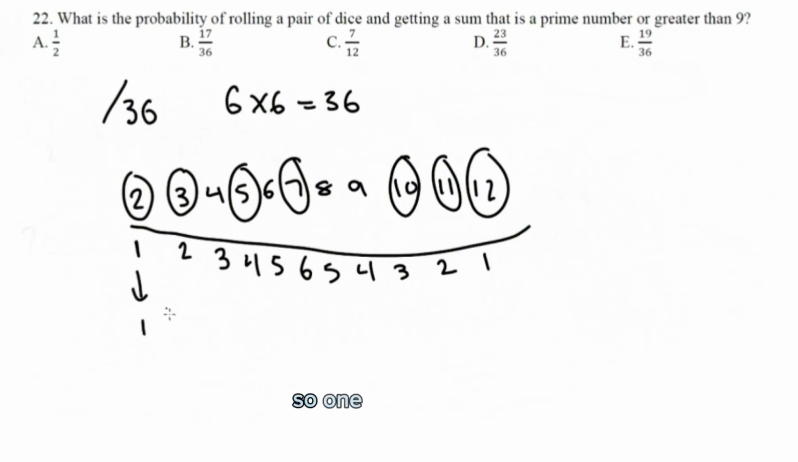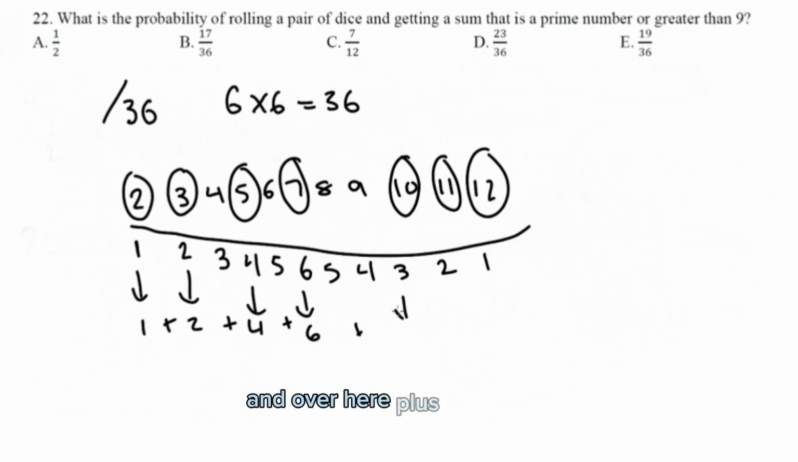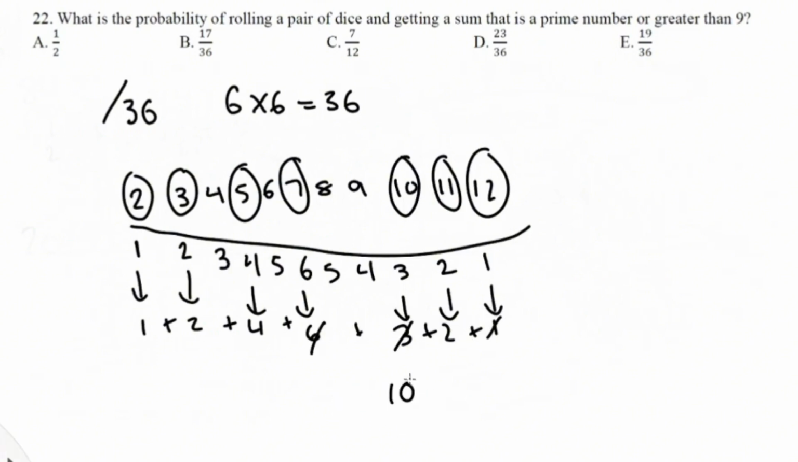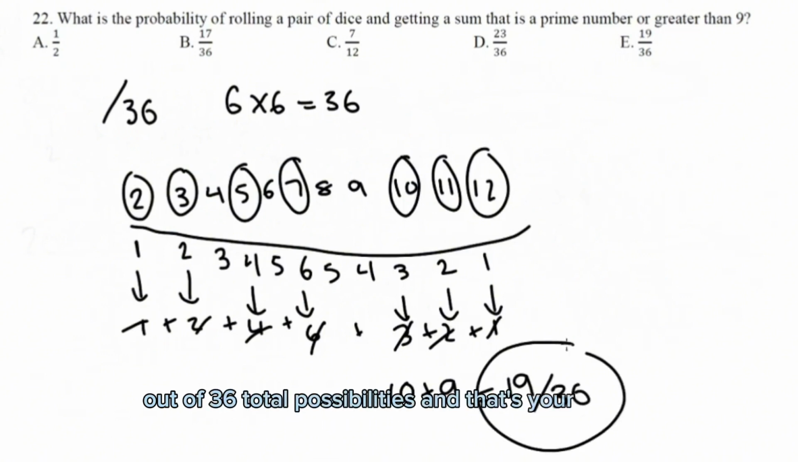So 1 plus 2 plus 4 plus 6, and then over here plus 3 plus 2 plus 1. Alright, so 6 plus 3 plus 1, that's just 10. 2 plus 2 plus 4 plus 1, that's just 9. 10 plus 9 is 19. So we have 19 out of 36 total possibilities, and that's your answer.